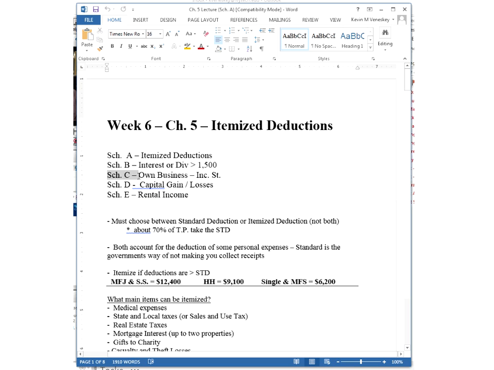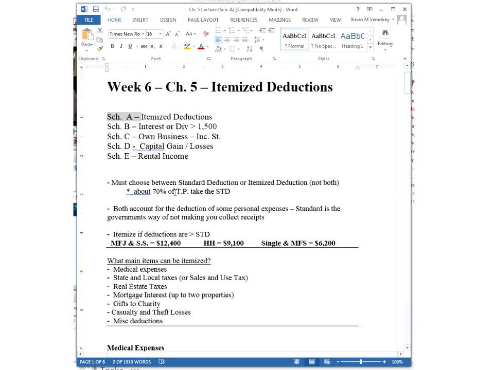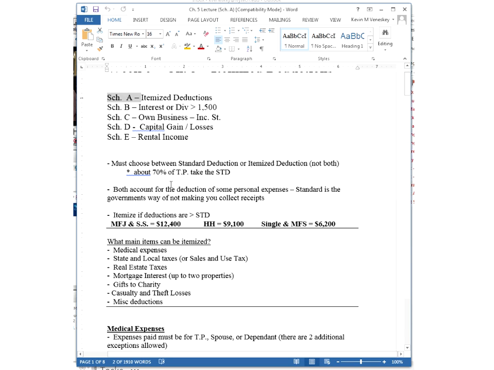We actually spend 2 weeks just on the Schedule C. We spend a week on Schedule D, and then a week on Schedule E as well, and then a week on Schedule A. They are pretty big. Schedule A, the first one, Itemized Deductions. The first thing that I should point out, though, is most people don't even qualify for the Itemized Deductions.